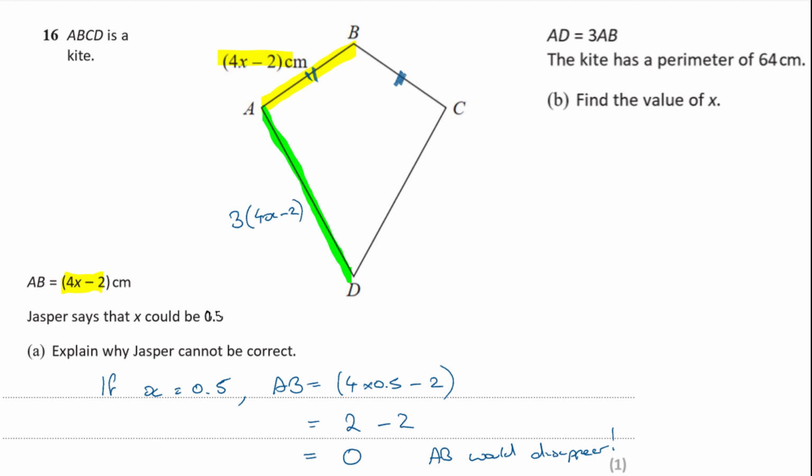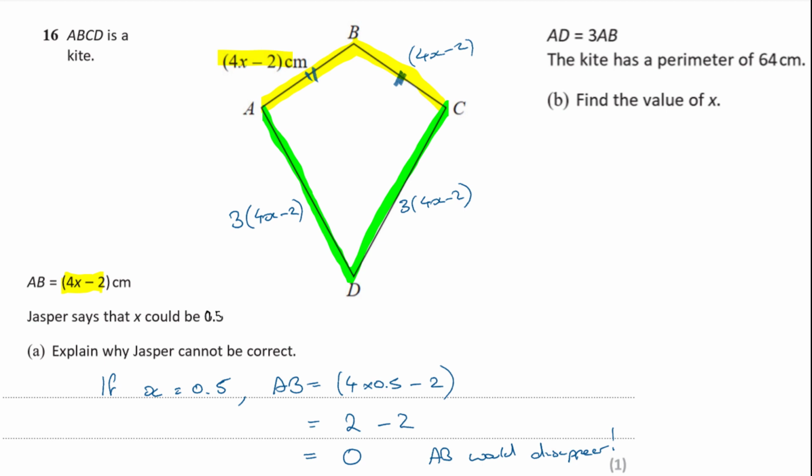Okay? Now, kites have 2 pairs of equal lengths, don't they? So that one is the same as AB, and that one is the same as AD. Okay? So this one is also 4x minus 2, and this one then would also be 3 lots of 4x minus 2. Okay?